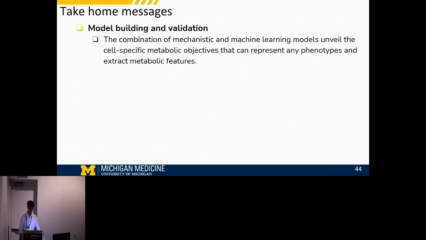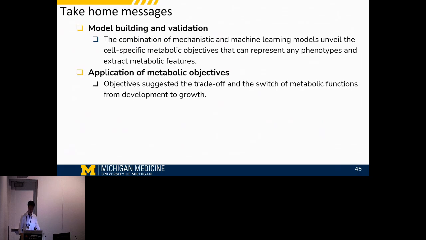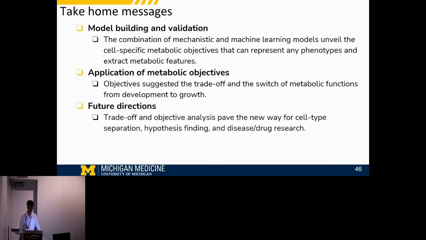And the take-home message is that we can use Scooty, which combines the mechanistic and machine learning model, to unveil the cell-specific objective. They can represent any phenotype and also extract metabolic objectives and metabolic features. And we applied Scooty to find the objective that suggests a trade-off and switch of the metabolic function from development to growth. And in the end, it's actually what we are working on right now. We use trade-off analysis and objectives to pave a new way for cell type separation, hypothesis finding, and disease and drug discovery.